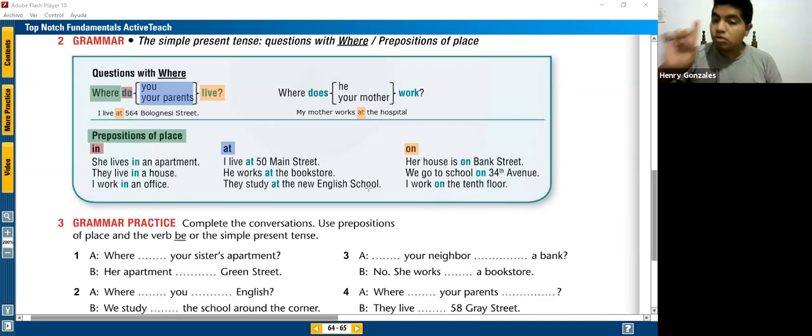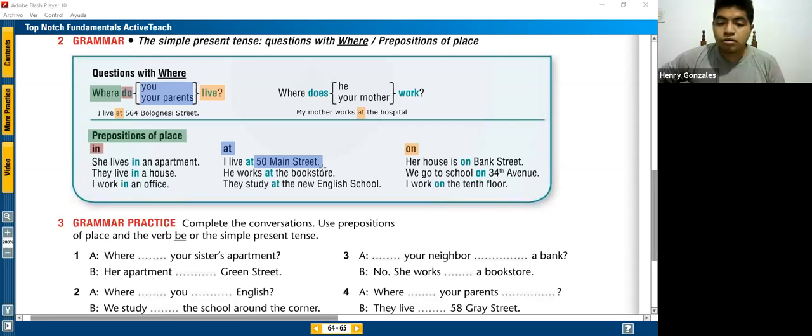Y ojo, con calles, siempre que sea algo específico, una calle en específico, donde te mencionen, por ejemplo, la dirección completa, ¿no? En este caso, for example, at 50 Main Street, ¿no? En el número 50 de la calle principal, ¿no? Main Street, ¿okay?